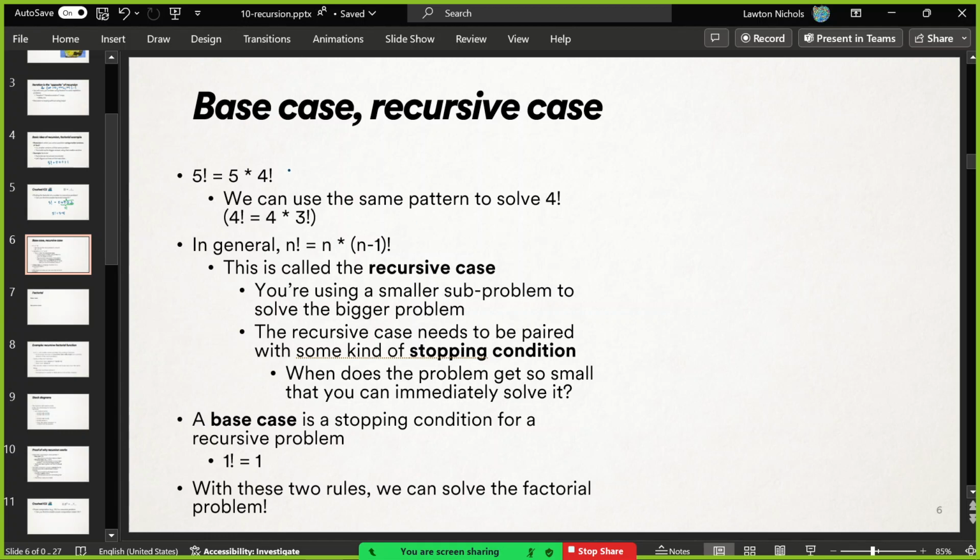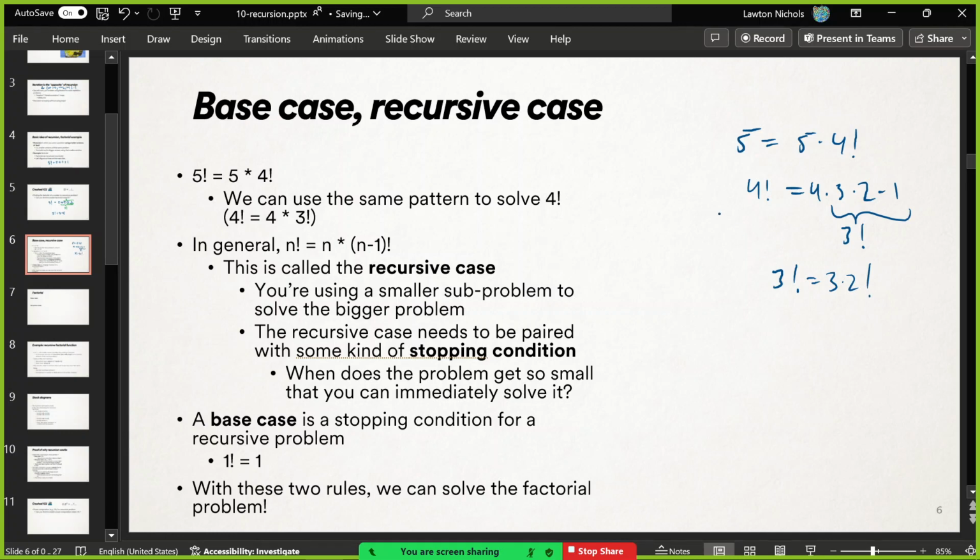So 5 factorial, we've noticed, that's equal to 5 times 4 factorial. And then we can break that down further, can't we? But what is 4 factorial? It's 4 times 3 times 2 times 1, which is 3 factorial secretly in there. You see that? So 4 factorial is 4 times 3 factorial. 3 factorial is equal to 3 times 2 factorial.